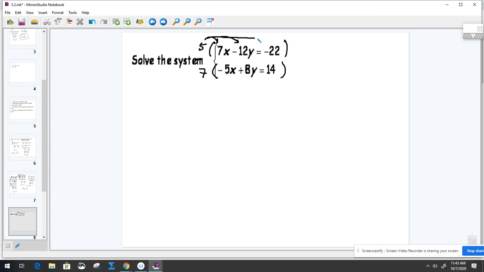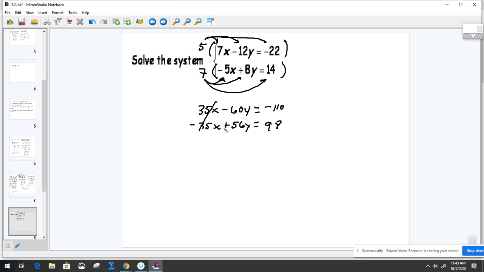So we're going to distribute here. Okay, 35x minus 60y is equal to negative 110. 7 times negative 5 is negative 35x. So I got opposite coefficients. I said I wanted to cancel the x's. They do cancel. 7 times 8 is a positive 56y. And then 7 times 14 is 98.